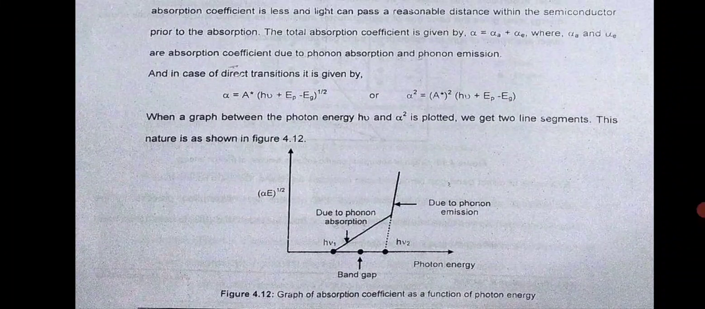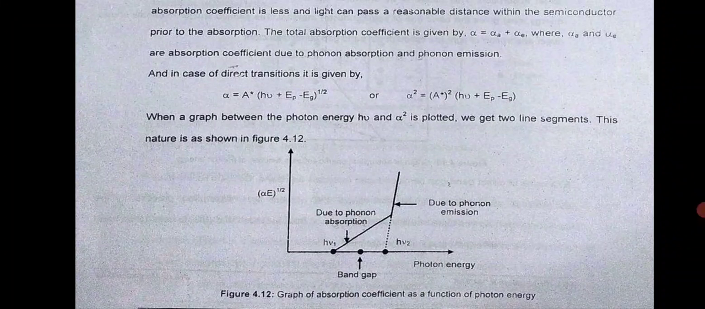And if we square this equation, alpha square is equal to A star square (h nu plus EP minus Eg). So this main difference is a probable MCQ-type question: for the absorption of light in direct absorption or indirect absorption, what is the main difference? In direct absorption, the momentum value does not change, and in indirect absorption, the absorption of light occurs at different values of k. These are the main differences between direct and indirect absorption of light.